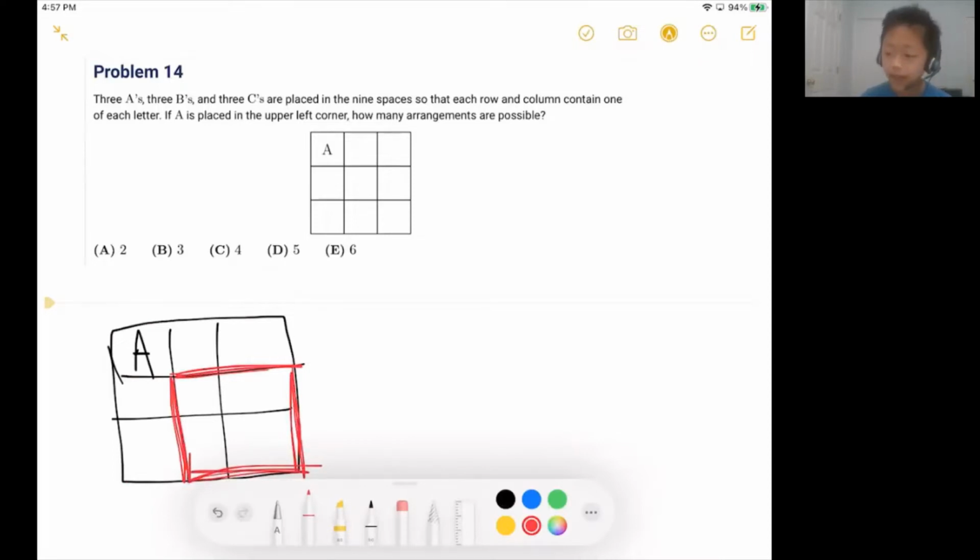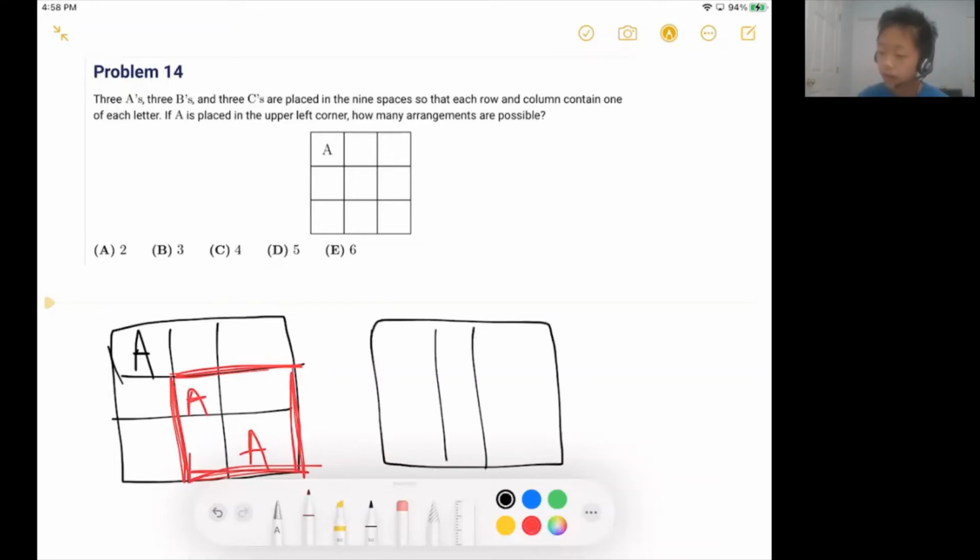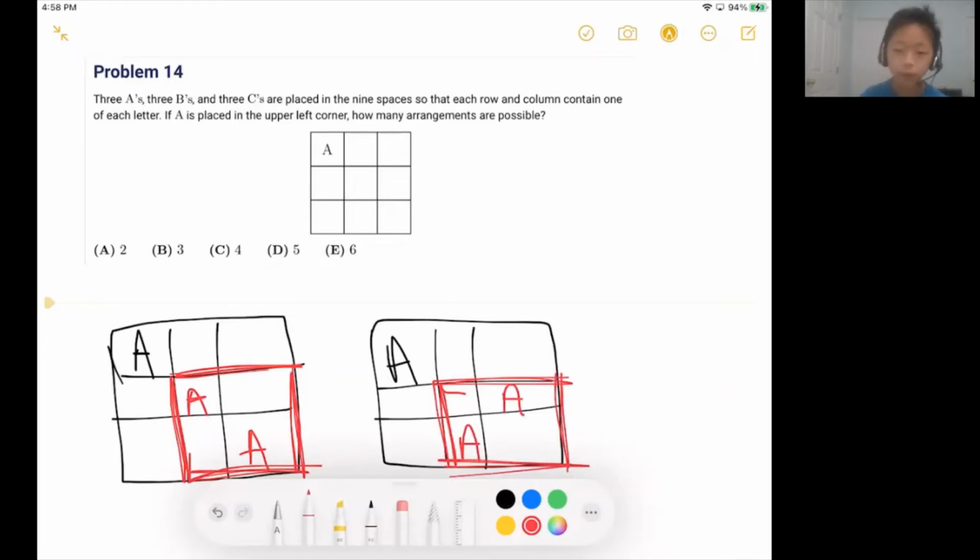So it turns out there are 2 cases, right? If the second A goes over here, then that means the last A has to go over here, just using logical reasoning. And the other case is if the second A goes here, then the third A must go here in order to have 1 A in every row and every column. So these are the only 2 possibilities for where you put the remaining 2 A's.